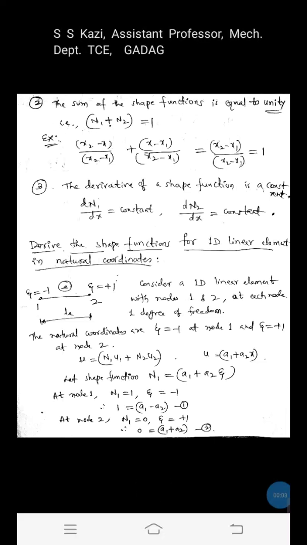My dear students, in this video session let us learn how to derive the shape functions for 1D linear element in natural coordinates. In the previous video session we derived the shape functions for one-dimensional linear element in global coordinates. That is, we expressed shape functions in terms of x. Now we will express shape functions in terms of natural coordinates, that is zeta.